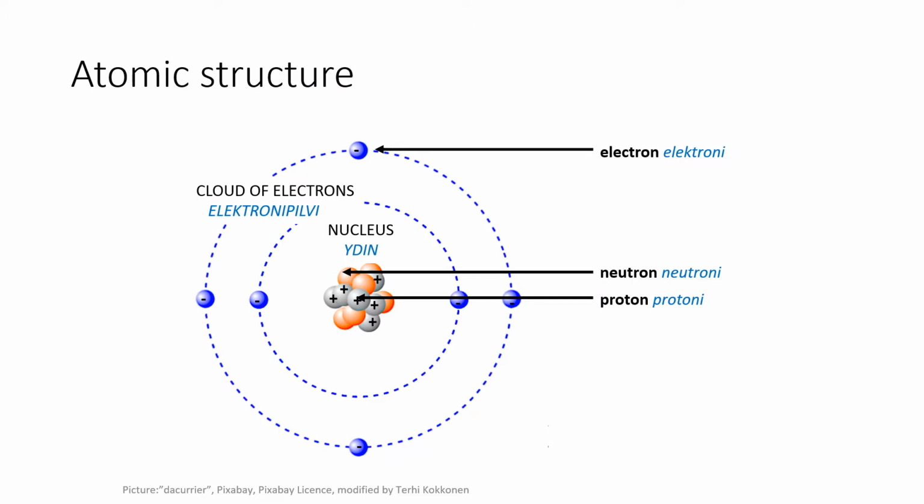The structural unit of matter is an atom. The atom consists of positively charged protons and electrically neutral neutrons and negatively charged electrons. Protons and neutrons form the nucleus of the atom. Electrons are placed in the electron shells orbiting the nucleus. The number and location of electrons in the electron shells determine the chemical properties of the substance.